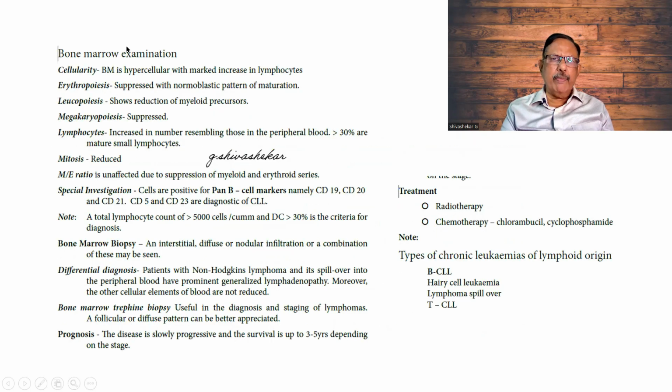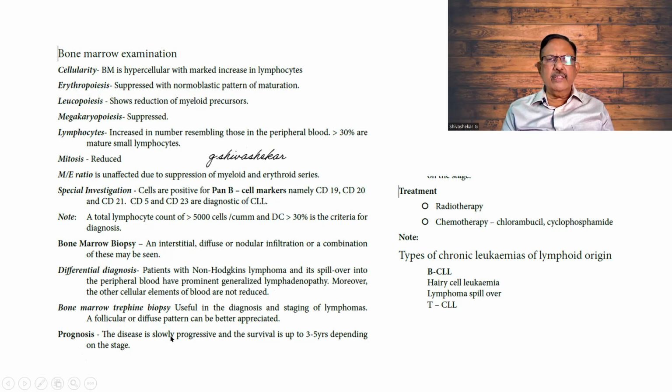Bone marrow is hypercellular because of the increase in the lymphocytes. Erythropoiesis is suppressed, leukopoiesis is suppressed, megakaryopoiesis is also suppressed. And the lymphocytes almost resemble the picture of the peripheral blood. Mitosis will be reduced, and these are the other findings. There can be the pan B cell markers. The digits are given over here. Kindly read them out. Bone marrow biopsy can be done to rule out a diffuse or a nodular infiltration. The differential diagnosis can be a lymphoma infiltrating the bone marrow.